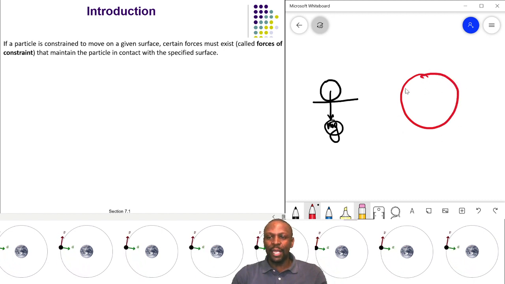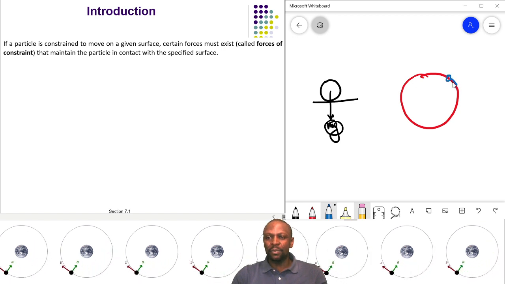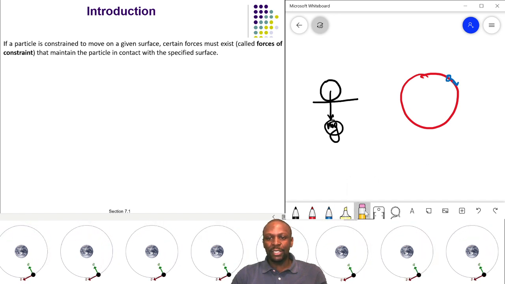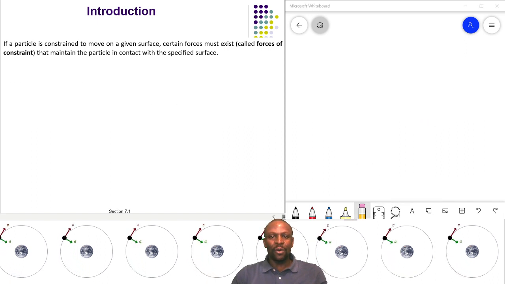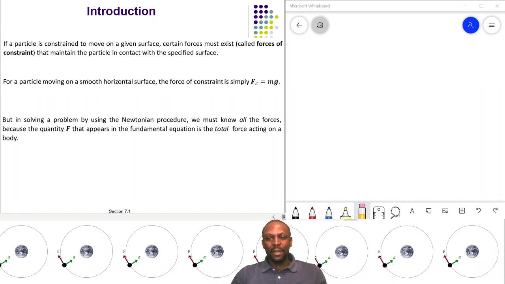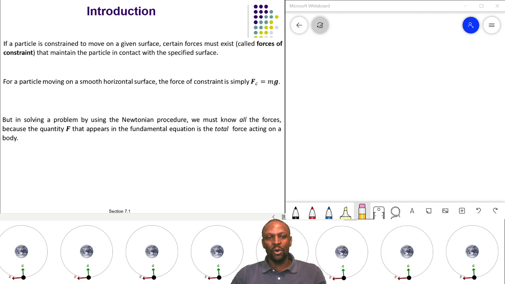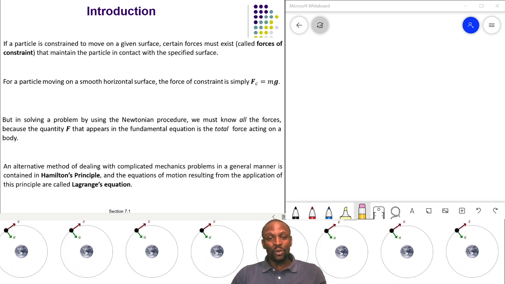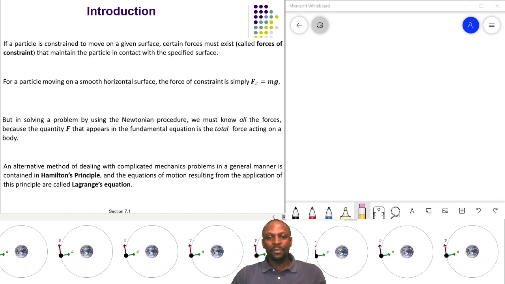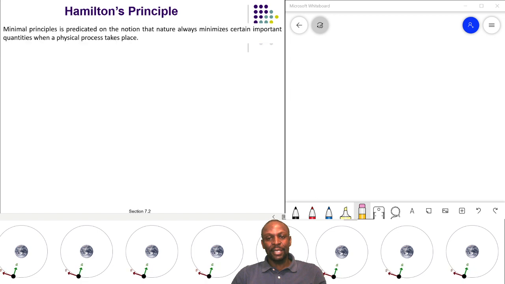change, say you have a curved wire like this, a circular wire, and then you put your bead in there, and this bead is moving down the curved surface of the wire. In that case, the forces of constraint will definitely be very, very complex. Right. Now, in solving a problem by using the Newtonian procedure, we must know all the forces, because the quantity F that appears in the fundamental equation is the total force acting on the body. An alternative method of dealing with complicated mechanics problems in a general manner is contained in what is called the Hamiltonian principle, and the equations of motion resulting from the application of these principles are called Lagrange's equations.